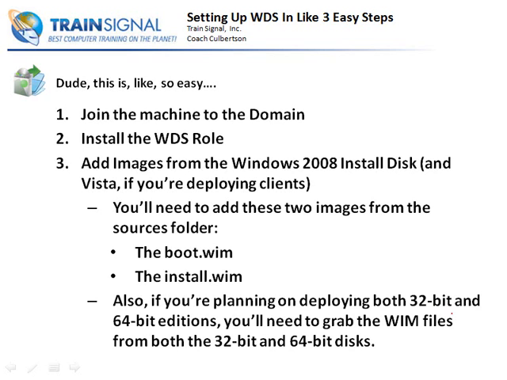Then, here's the thing that we have to take a little bit of time to do. We need to add images from the Windows 2008 installation disk. Now, you might also be adding installation images from the Vista disk if you're going to be deploying Vista as well with this machine. So you'll need to add 2 images from the sources folder on the installation disk, either the Server 2008 or the Vista disk. And here they are, the boot.wim and the install.wim.